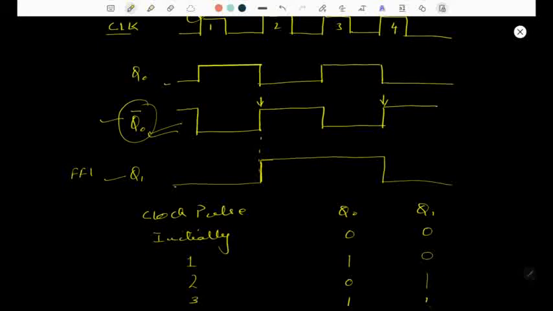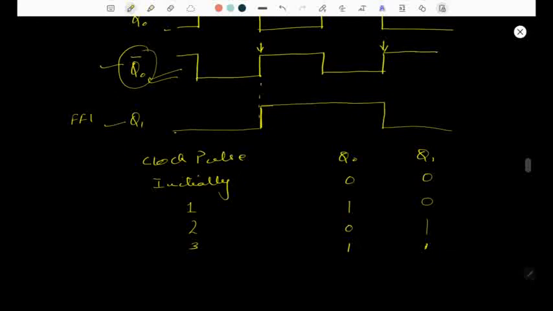And at the fourth pulse, Q naught is low and Q1 is also low. Both become low again and it recycles, coming back to its initial state. All right, so this is how your 2-bit asynchronous binary counter works.